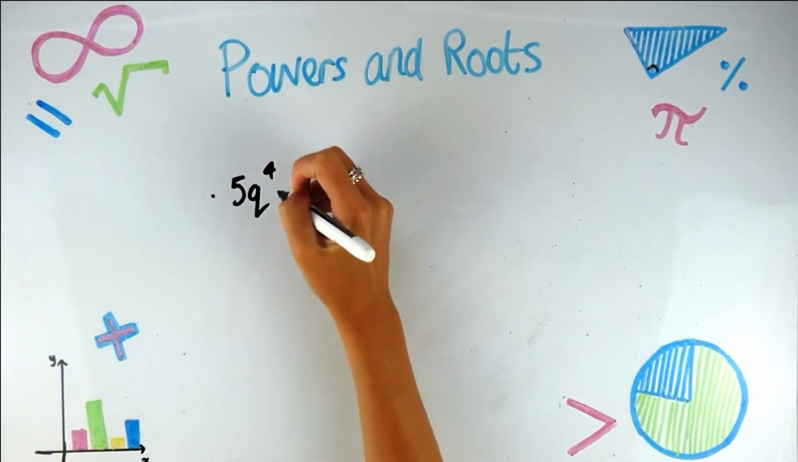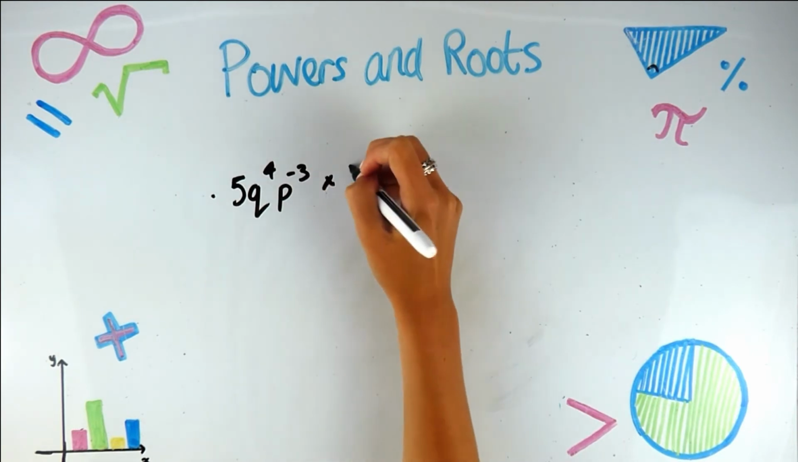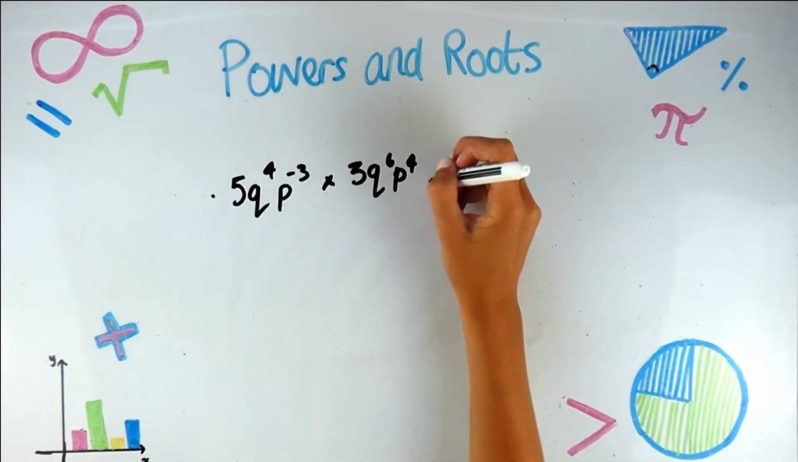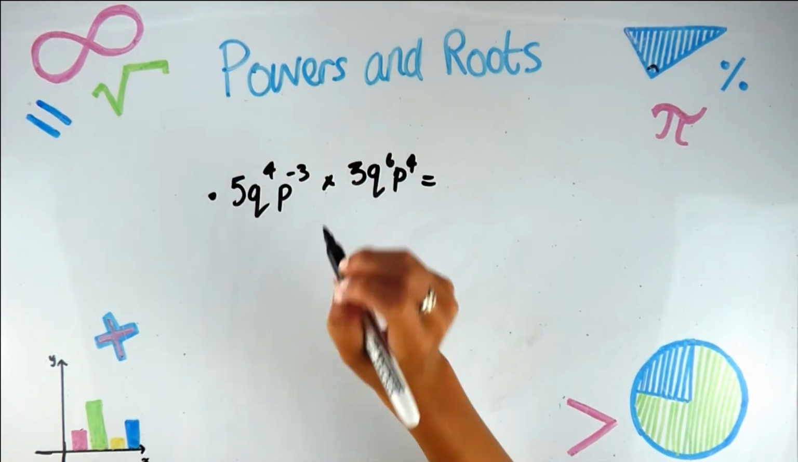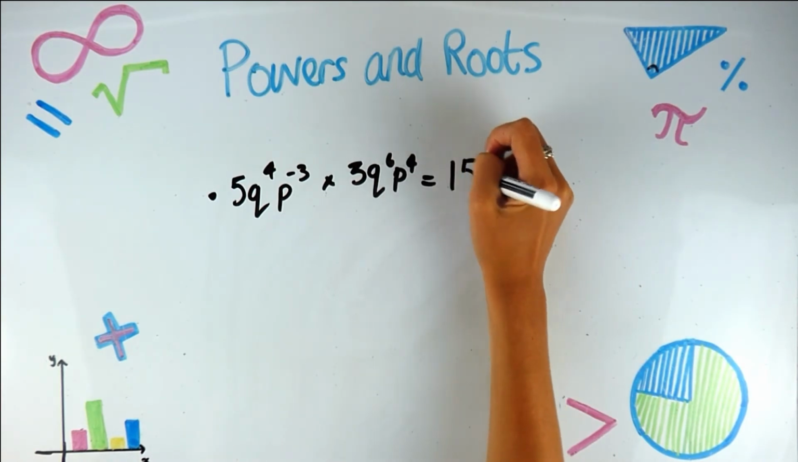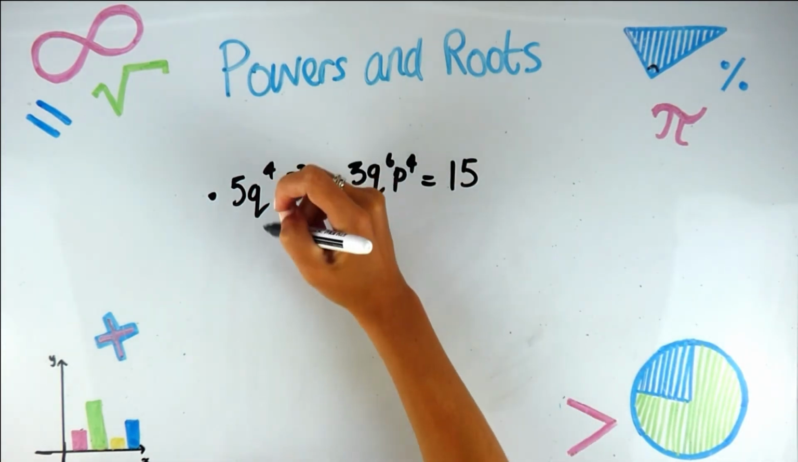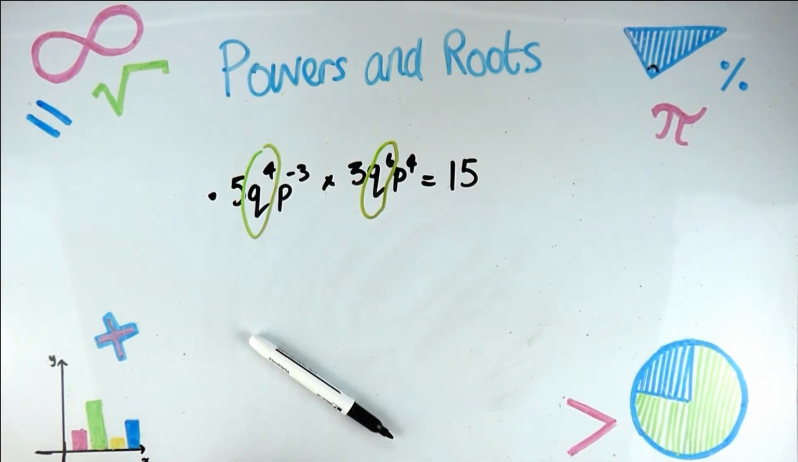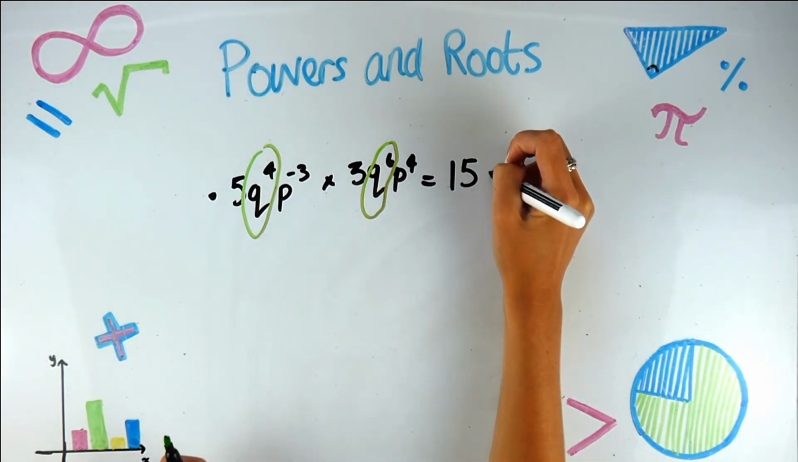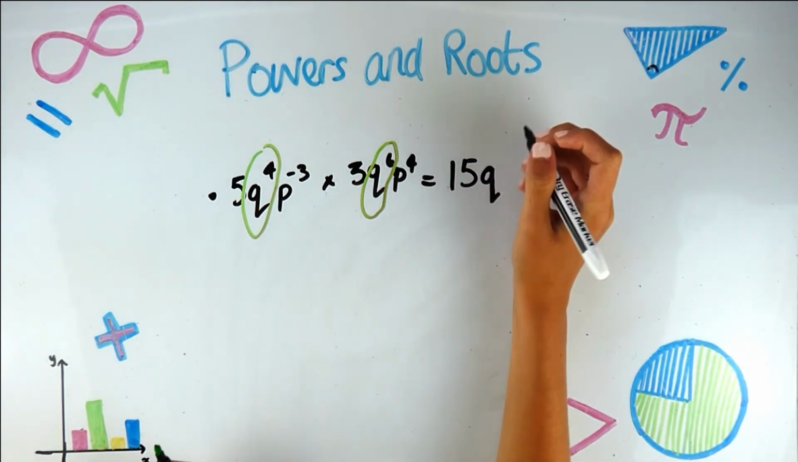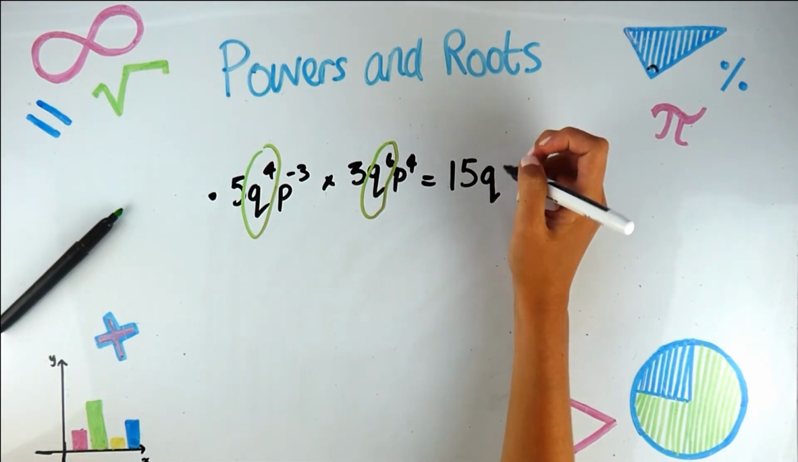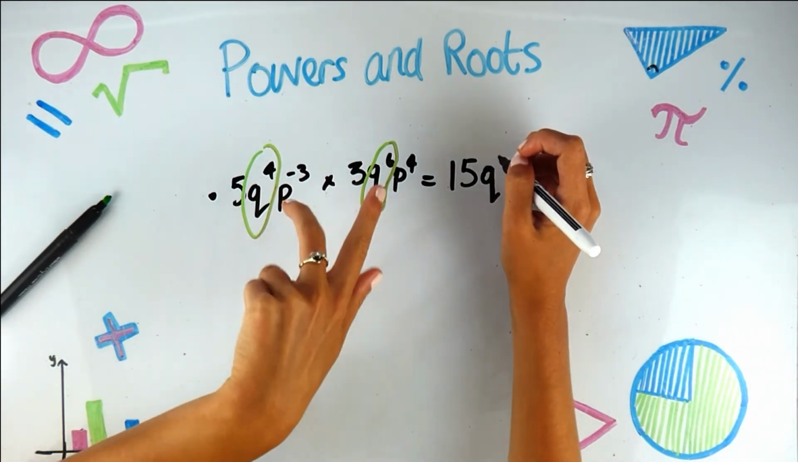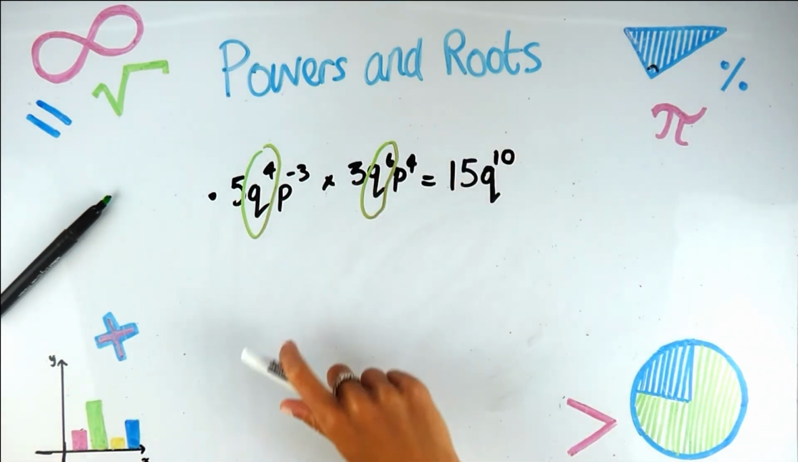Anyway, q to the 4, p to the minus 3 multiplied by 3, q to the 6, p to the 4. So this is a multiply one, so we know from the first one that when you multiply you add. So numbers are just numbers, same as usual, 5 times 3 is 15. Now we've got the q's here. So I've got q to the 4 multiplied by q to the 6. Don't get too confused, that's not multiplying, that's adding. When there's a lot going on, it's hard to remember all of this. So 6 plus 4 is 10.